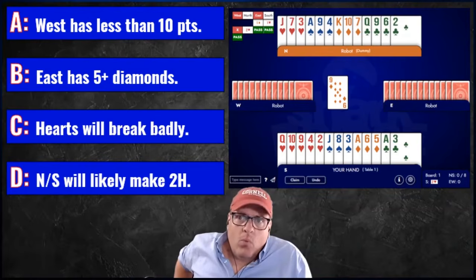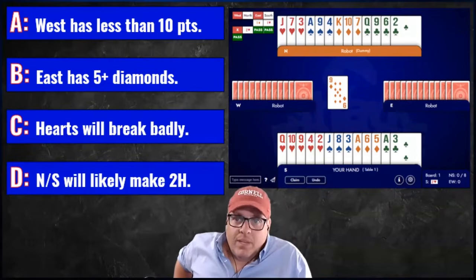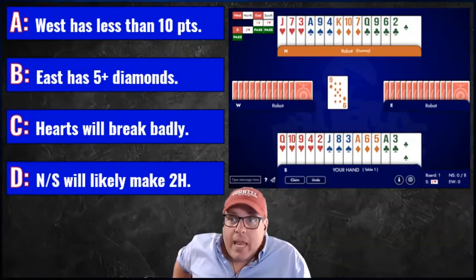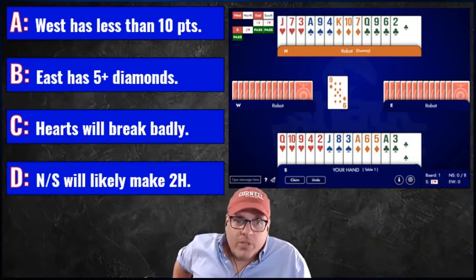So what would they lead from Jack 9? Right, what would left-hand opponent lead from Jack 9? What would they lead from Queen 9? If they led it, which now they might not even lead it, but if they chose to lead it, it would be the queen for sure, right? What would they lead from 9, 8, 3? This might be a tricky one.